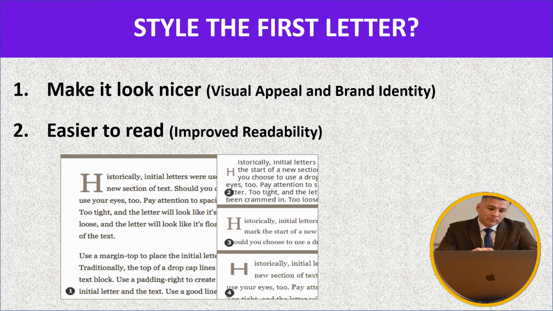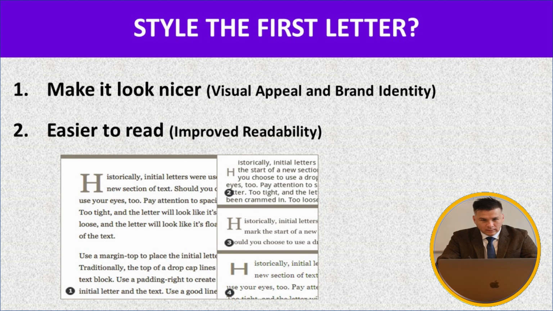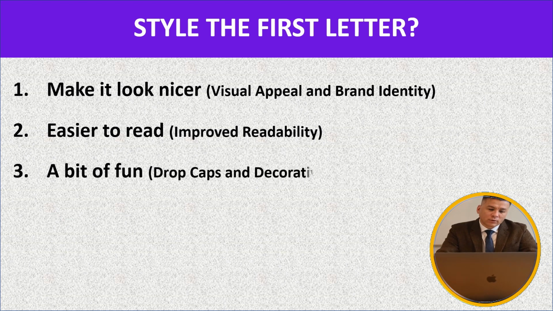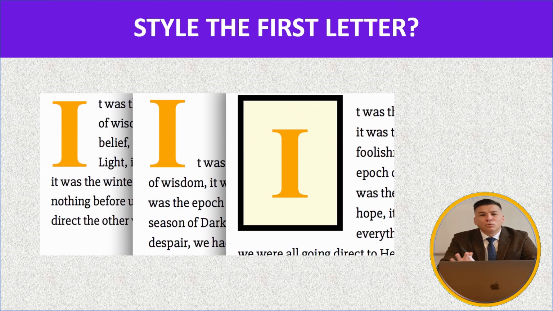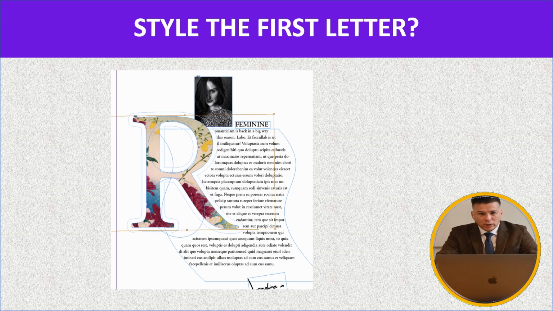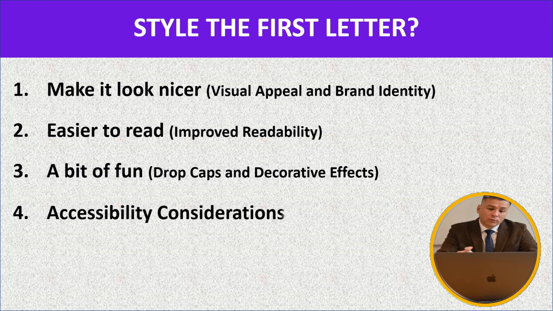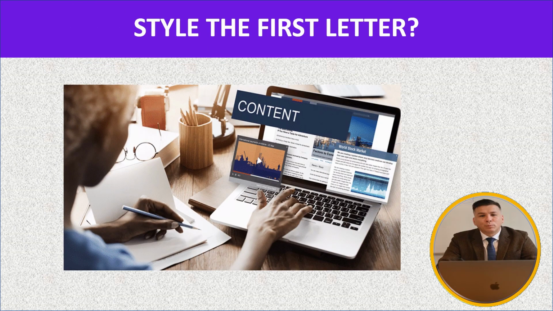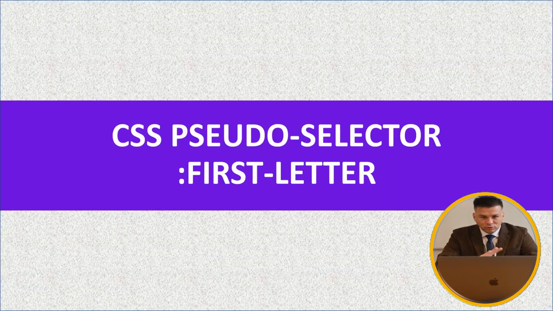Using special letters at the beginning of paragraphs or sections can act like little flags, helping readers find their way around your writing. A bit of fun: drop caps and decorative effects. You can use fancy letters like big, decorated capital letters or other designs to add a touch of personality to your writing. Accessibility considerations: while styling should generally benefit all users, don't make your writing hard to understand.